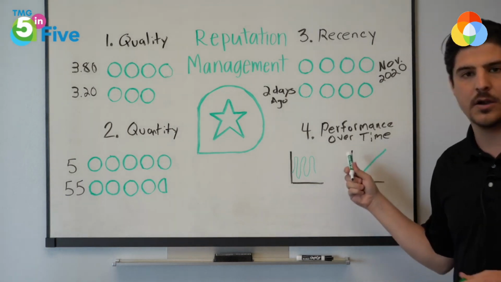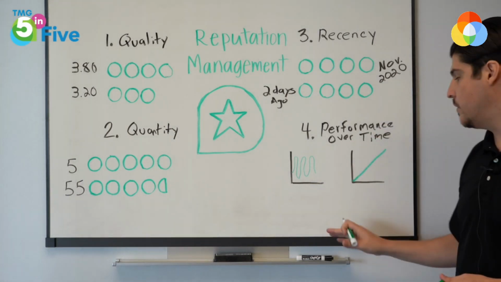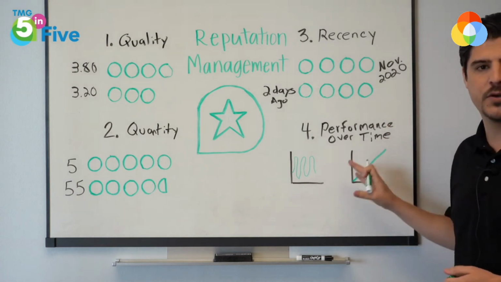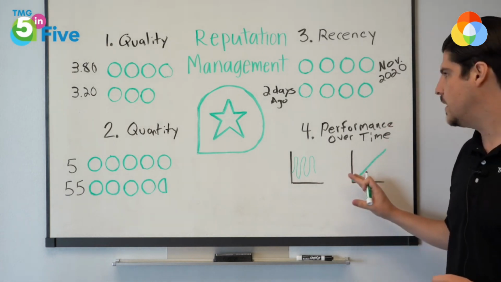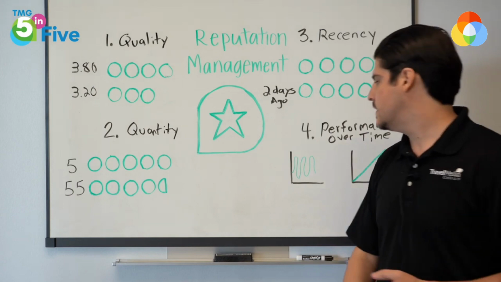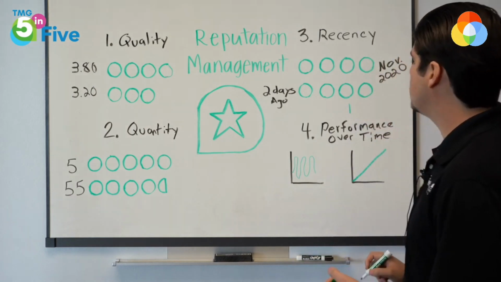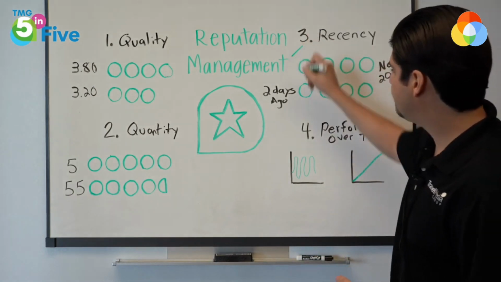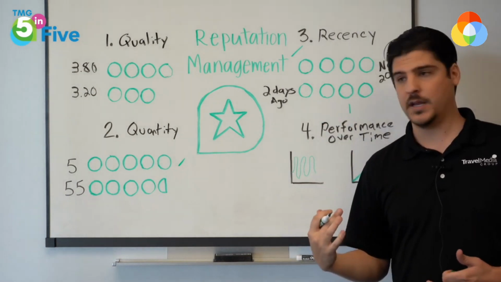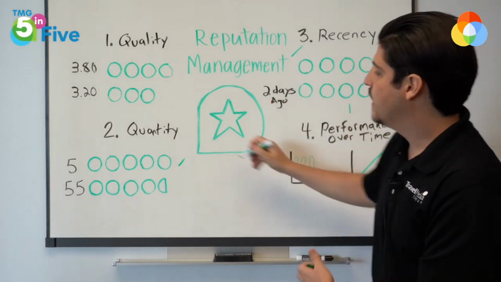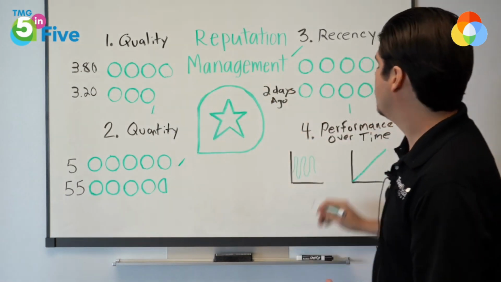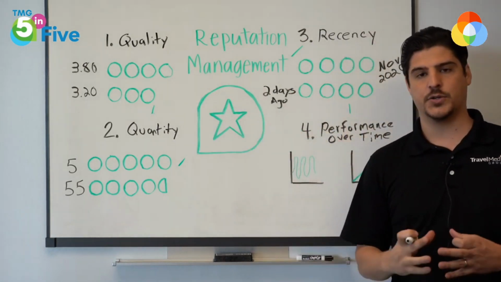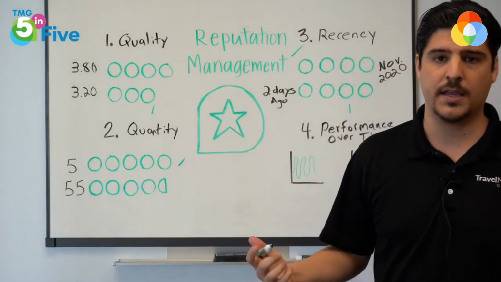This property here, according to TripAdvisor, is going to be rewarded for their performance over time because of consistency. And you can't have consistency without recent reviews. Recent reviews comes from the amount of reviews that you're getting. And none of this matters if there's no quality. So all 4 of these factors have an impact on your ranking.